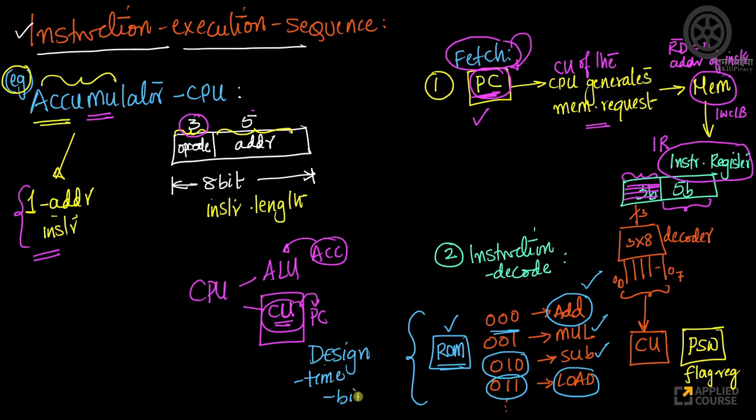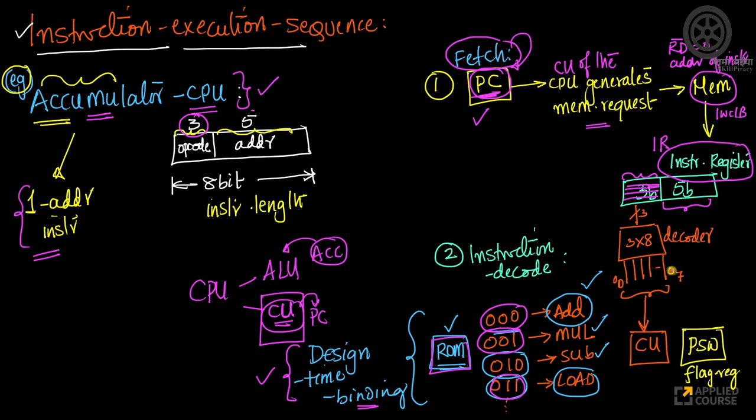Why is it called design time binding? Because the person who was designing this accumulator CPU decides, at design time itself, that 000 corresponds to add, 001 corresponds to multiply, and 011 corresponds to load. So this mapping from the 3 bits to the actual operation that has to be performed is decided at the design time. That's why it's called design time binding. It is called binding because what corresponds to what is decided at the design time itself by the person designing this CPU. And sometimes this information could be stored in a read-only memory.